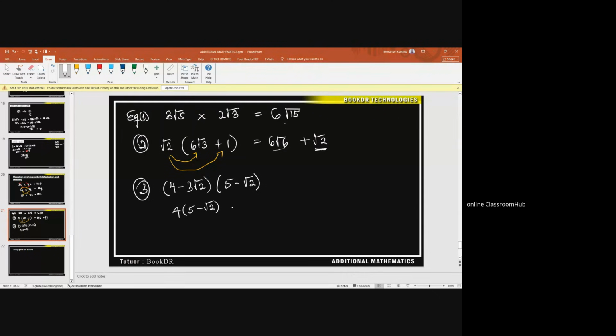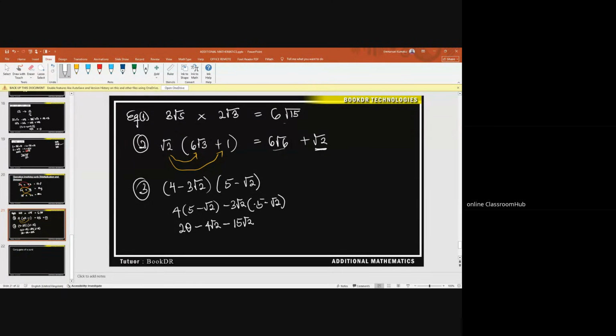And then the second term here, minus 3 root 2, we also multiply everything in the second bracket. Good. So let's open the first bracket. 4 will multiply 5, we have 20. And 4 will multiply minus root 2, so that gives us minus 4 root 2. Then minus 3 root 2 will multiply 5. So the whole numbers will multiply, and this will give us negative 15 root 2.